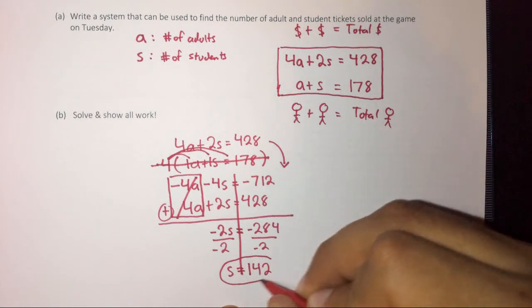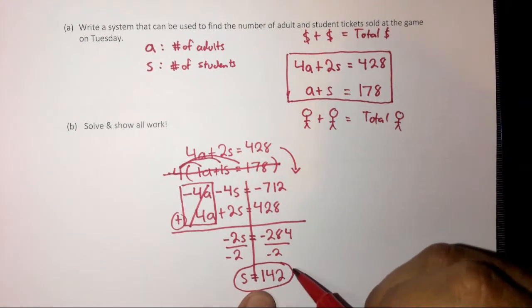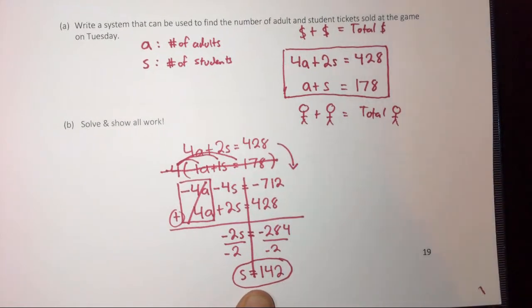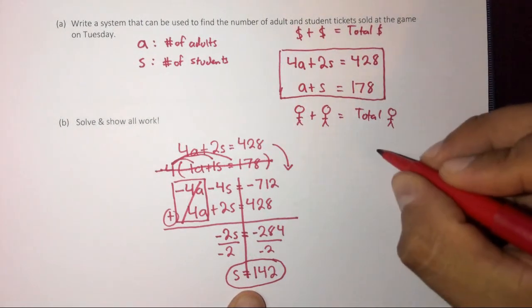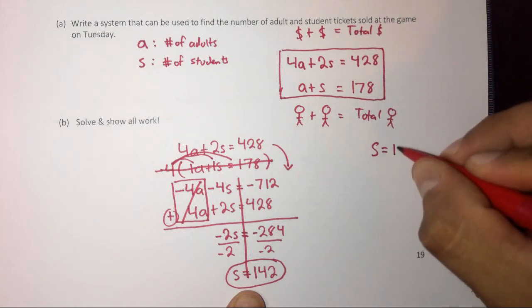That means that the number of students that attended that game were 142. So I'm just going to write this off to the side. S equals 142.